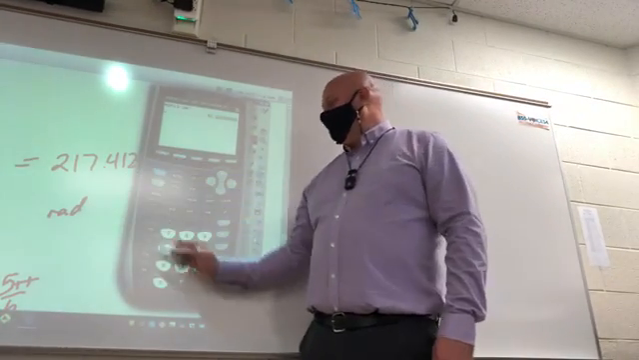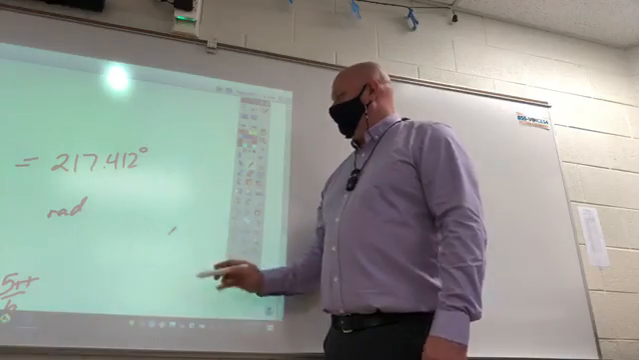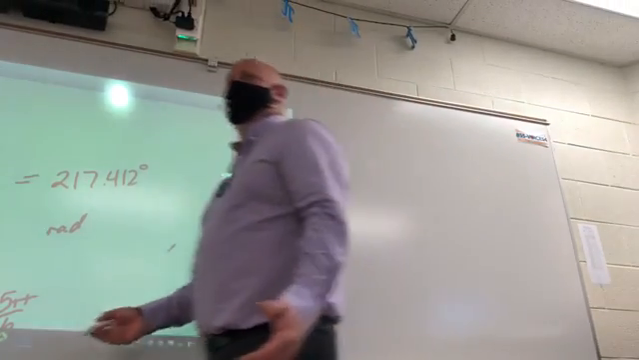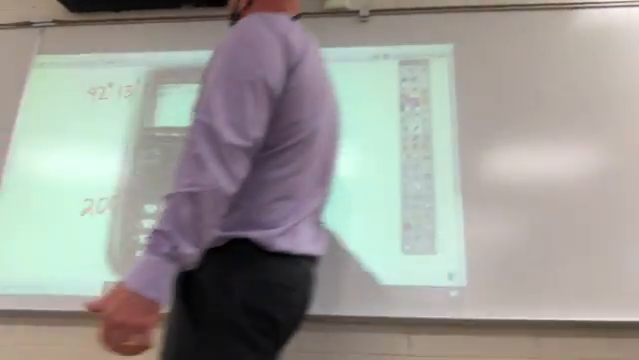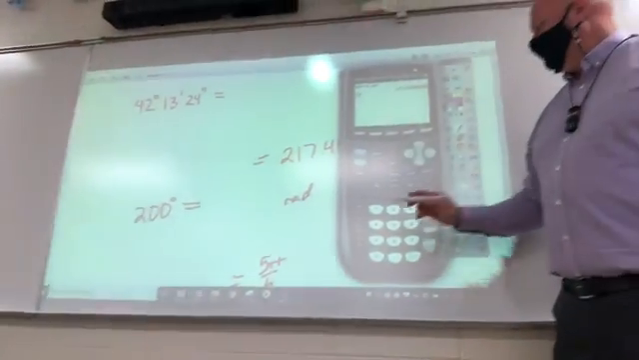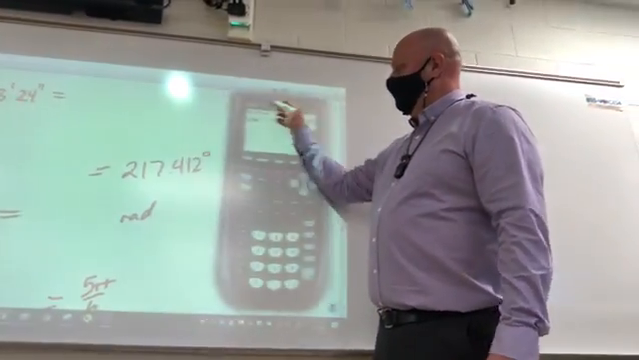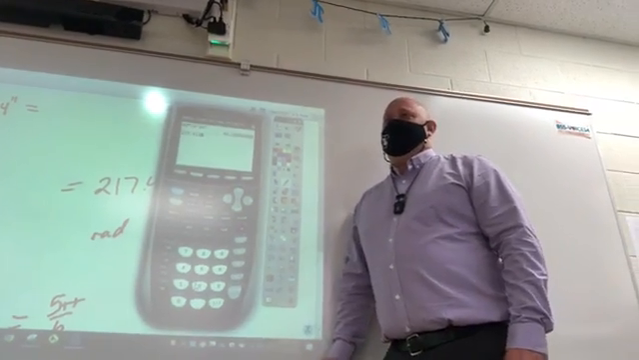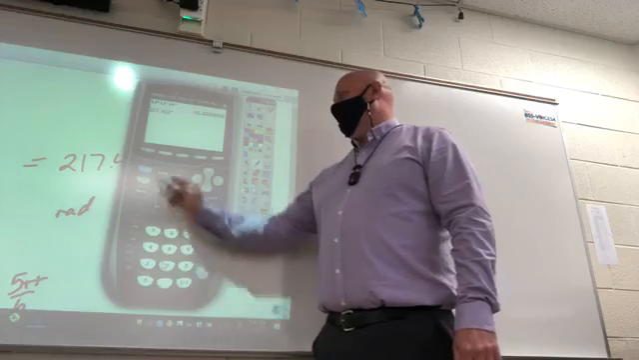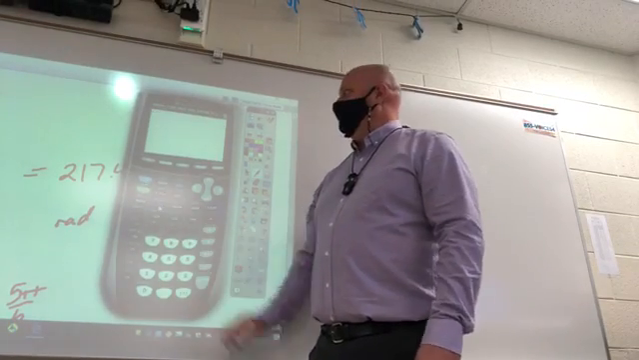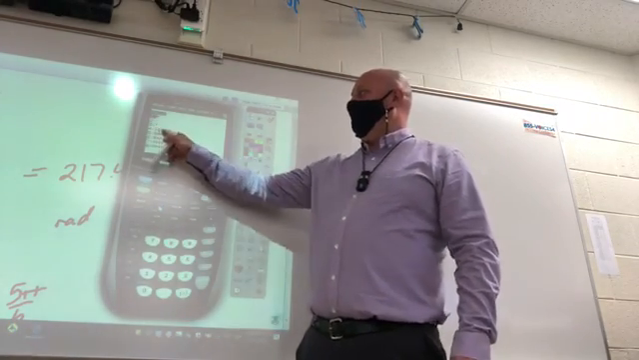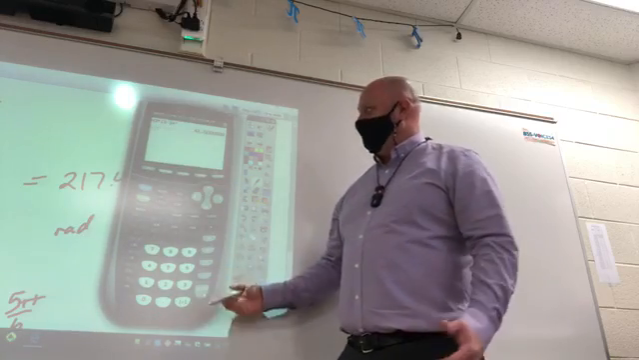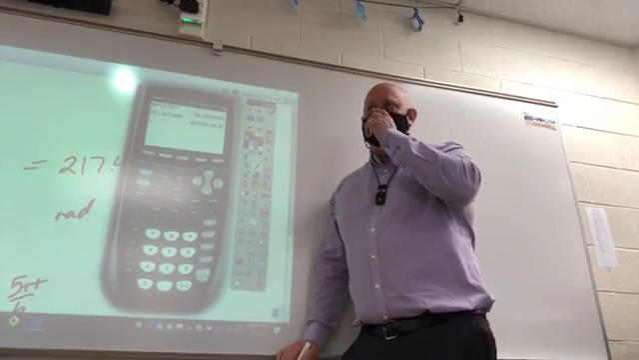How do I do this one? 217. What just happened? Come back here. Don't be scared. 217.412. Then what do I hit? Second apps. The one that says the arrow DMS, the 4th one. So put it into degree, minute, seconds. So make sure you can do that.